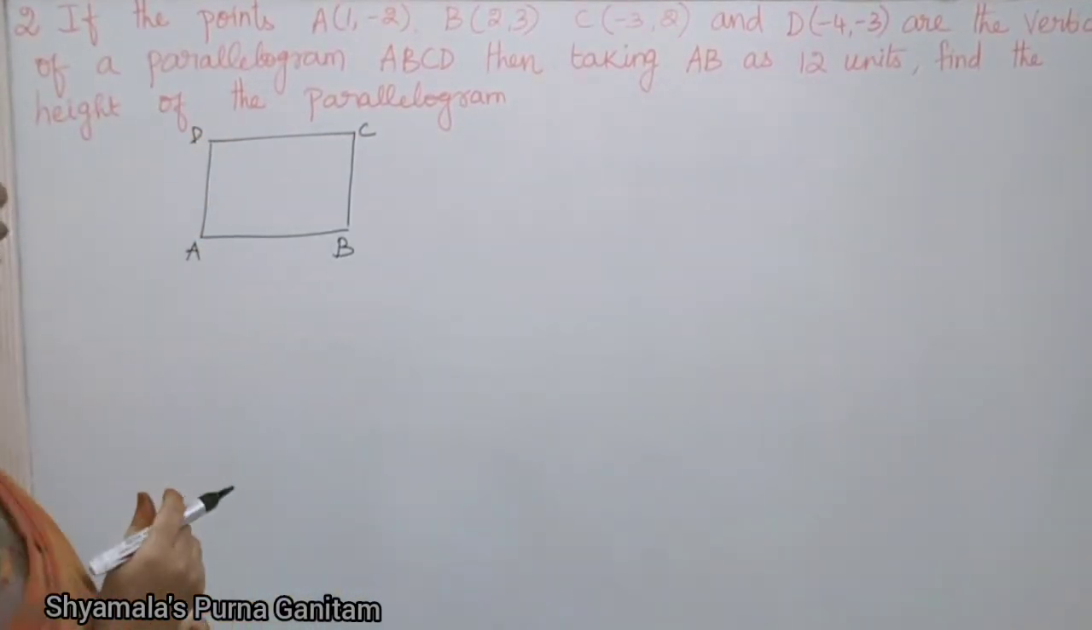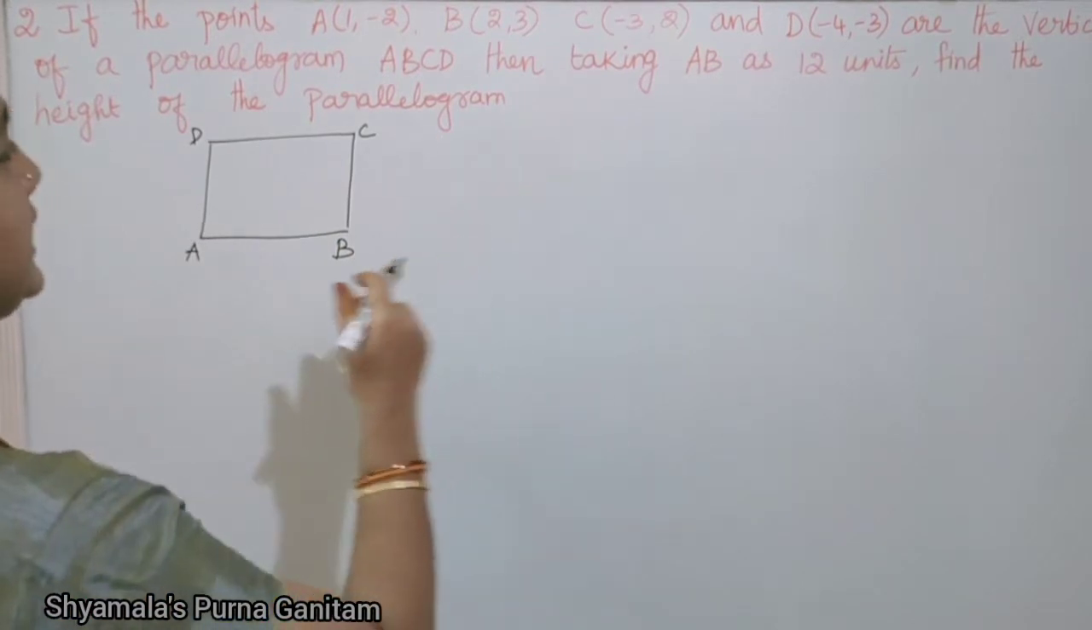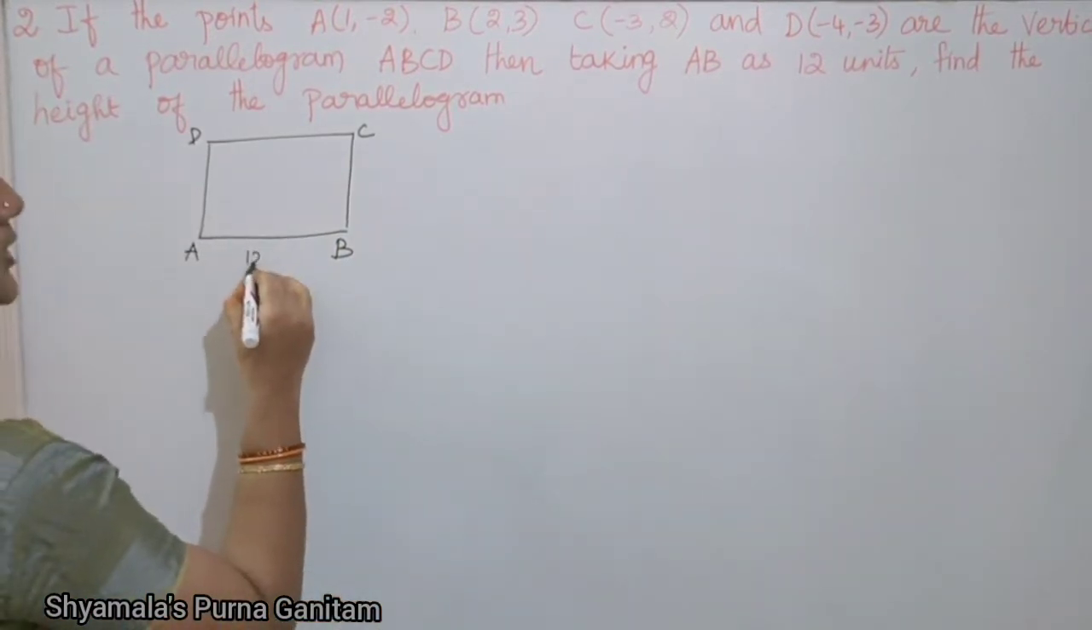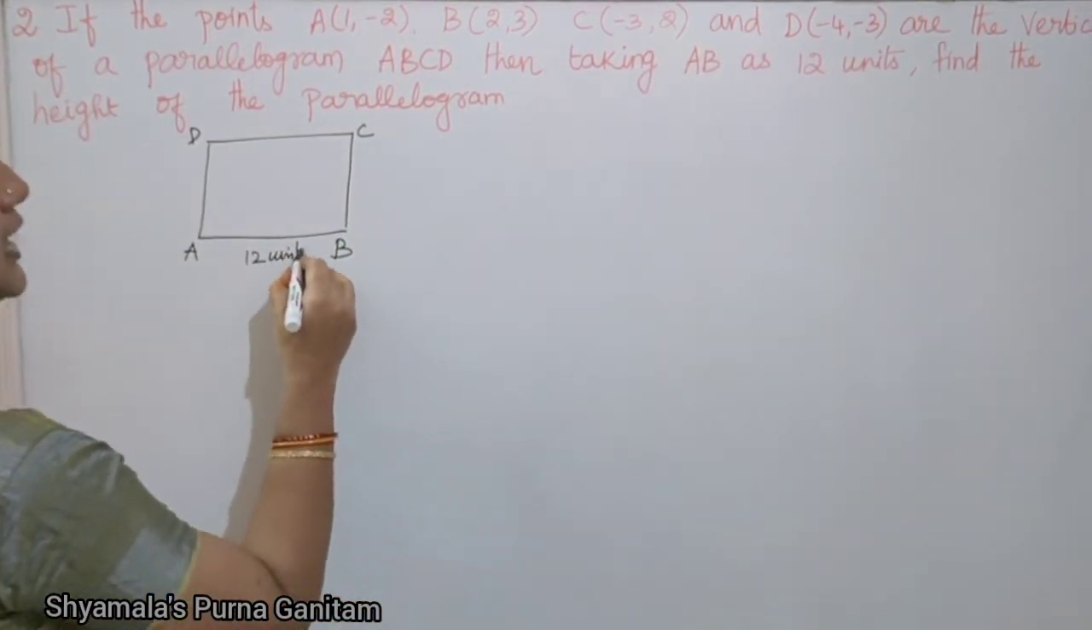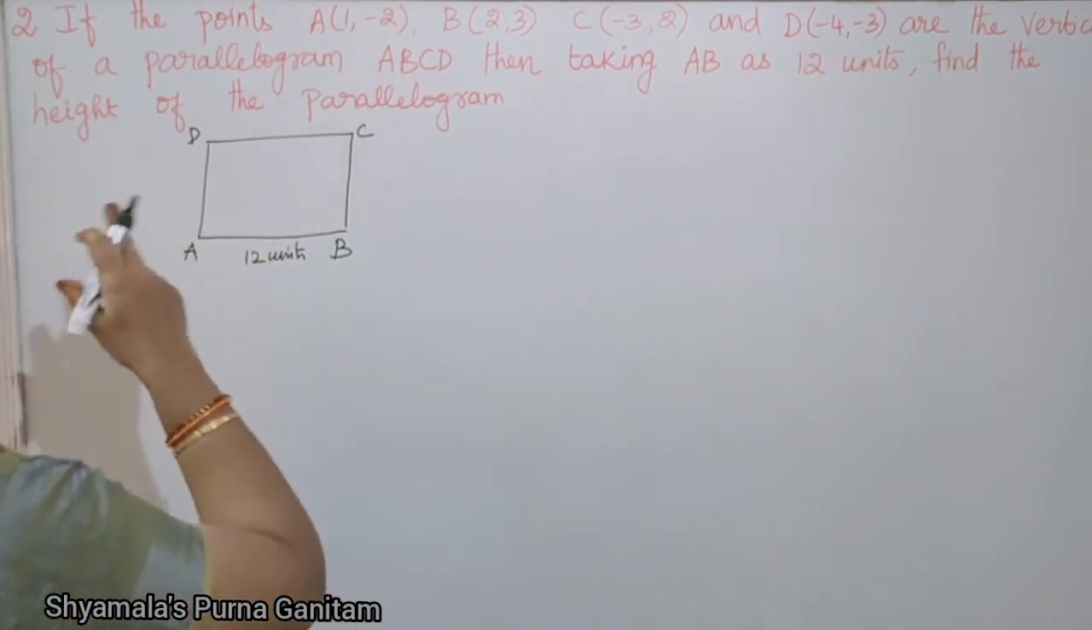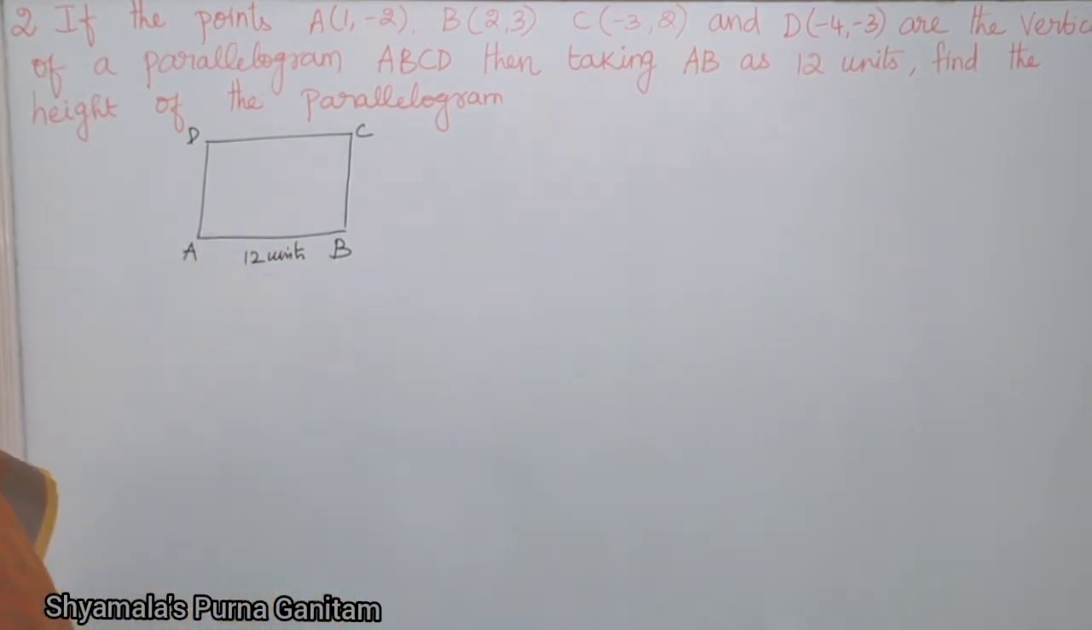ABCD is a parallelogram. Taking AB as 12 units, find the height of the parallelogram. So, you are asked to find the height of the parallelogram.